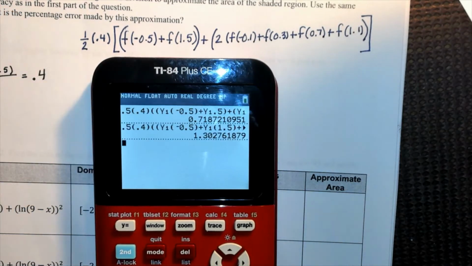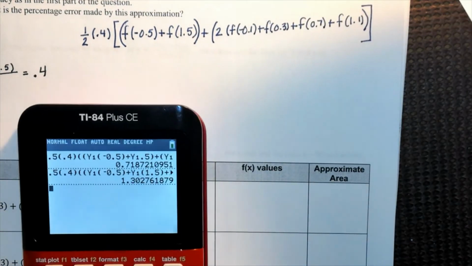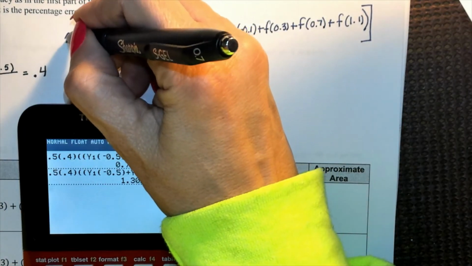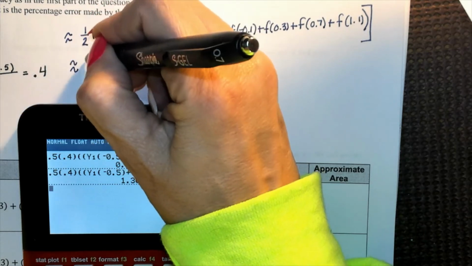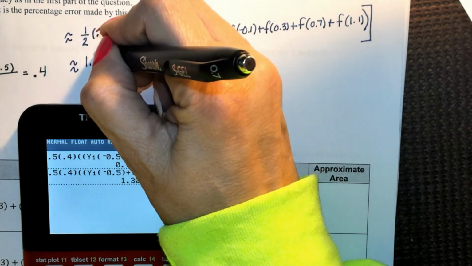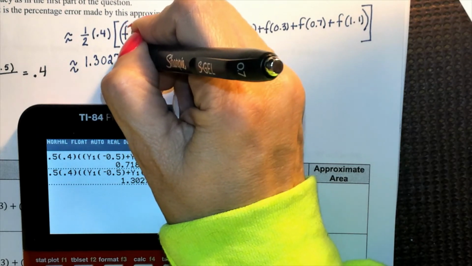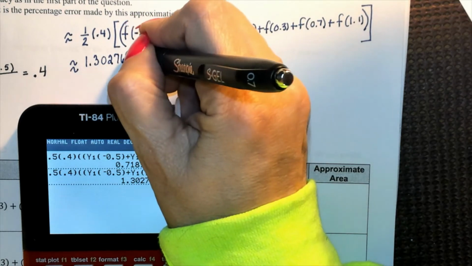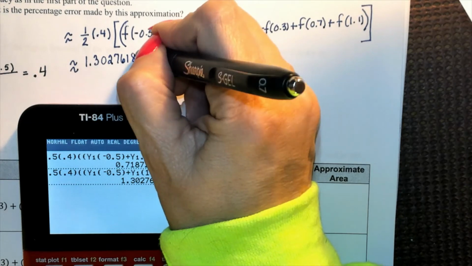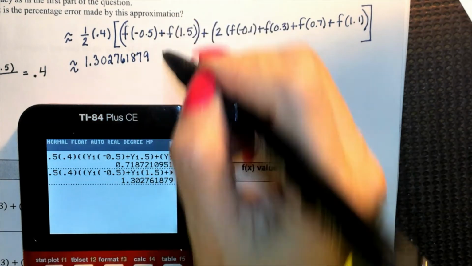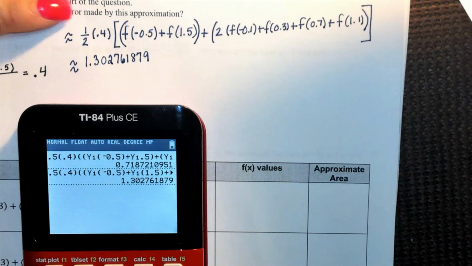Okay, I think that's right. There we go. Now I'm good. So sometimes you just have to go back and look at your equation and see what you can find. Okay, so here we go. I'm going to set that there. So I'm going to say this is approximately, and I'm going to write that down, 1.302761879. Okay, so that's the approximate.